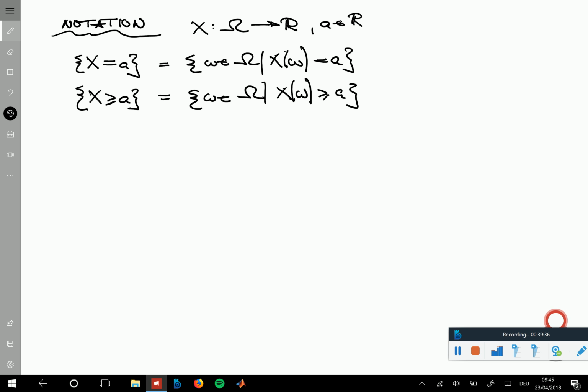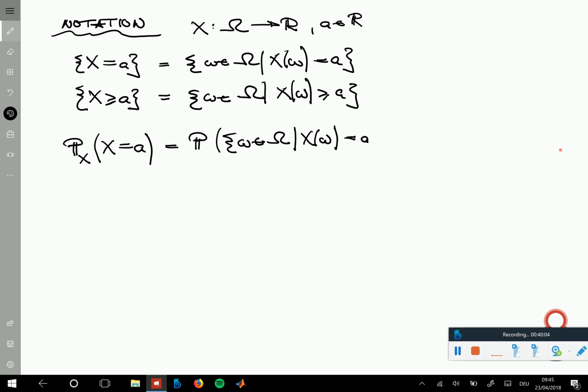So this is what this means, and from this it follows essentially that, for example, this thing X = a means this. So I briefly try to explain again what this should mean.